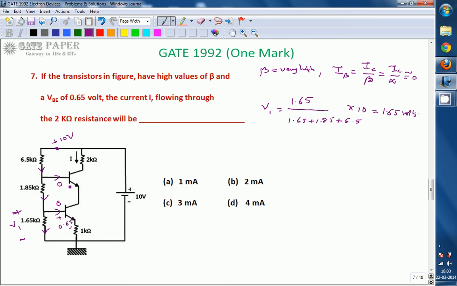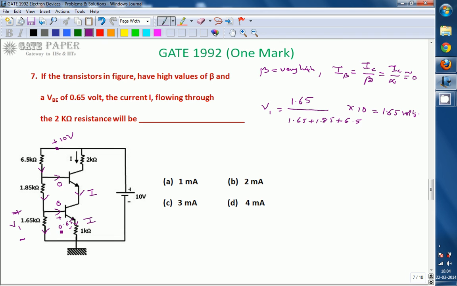Now the base current is 0 for this transistor. Generally we write the emitter current as IC plus IB, but IB is 0. So whatever current flows in the collector also flows in the emitter. That is the same I flowing. Now this is the collector current for the second transistor. So the current flowing through the 1 kilo ohm resistor is the collector current plus base current, and the base current is again 0. So the current flowing through this one is nothing but I.